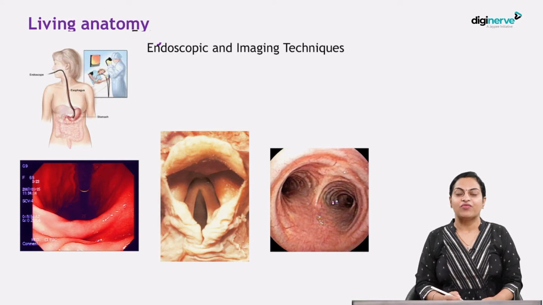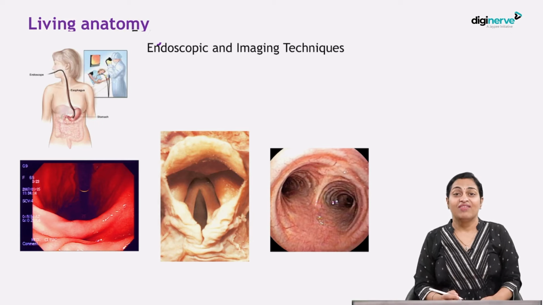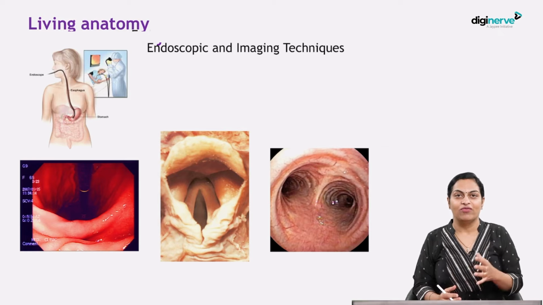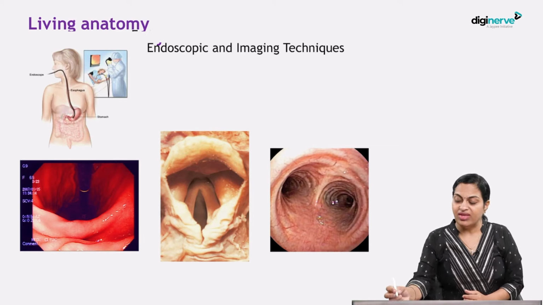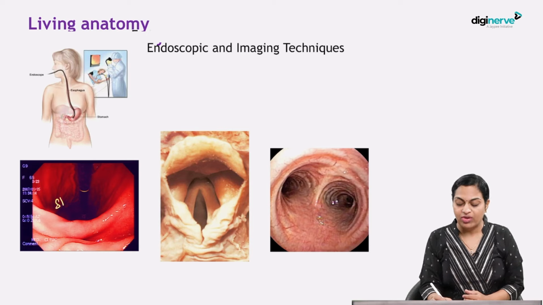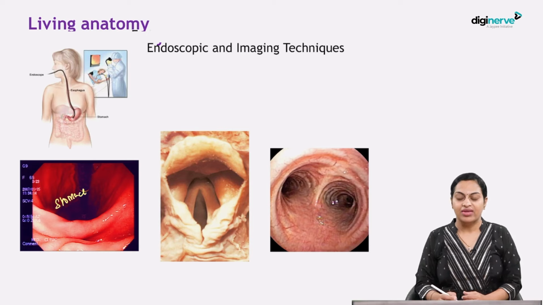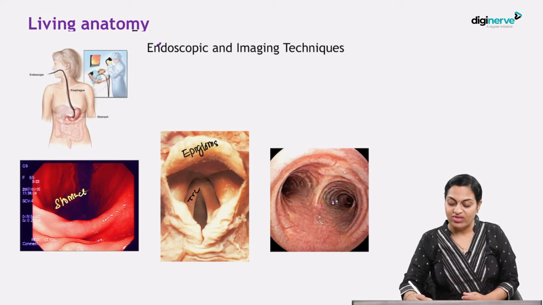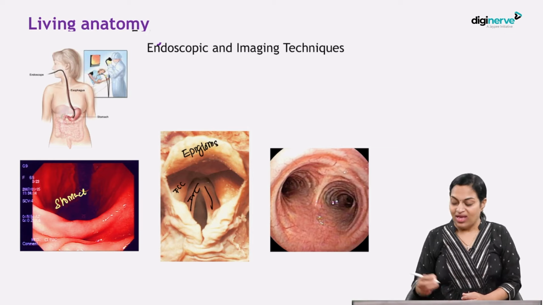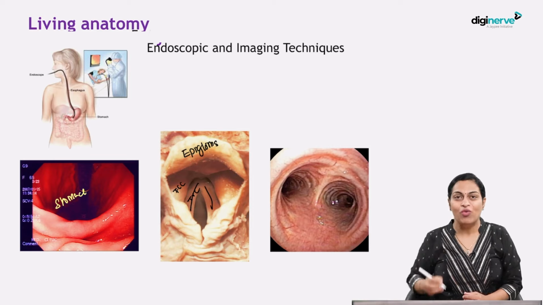Another interesting part of anatomy is living anatomy, where you get to see the anatomy of these structures in a living individual by inserting an endoscope. You get to see the interior of these structures. So here you can see the endoscope pass through the esophagus into the stomach to visualize the stomach here. And here, this is the epiglottis, the true vocal cords, the false vocal cords. These are the true vocal cords.